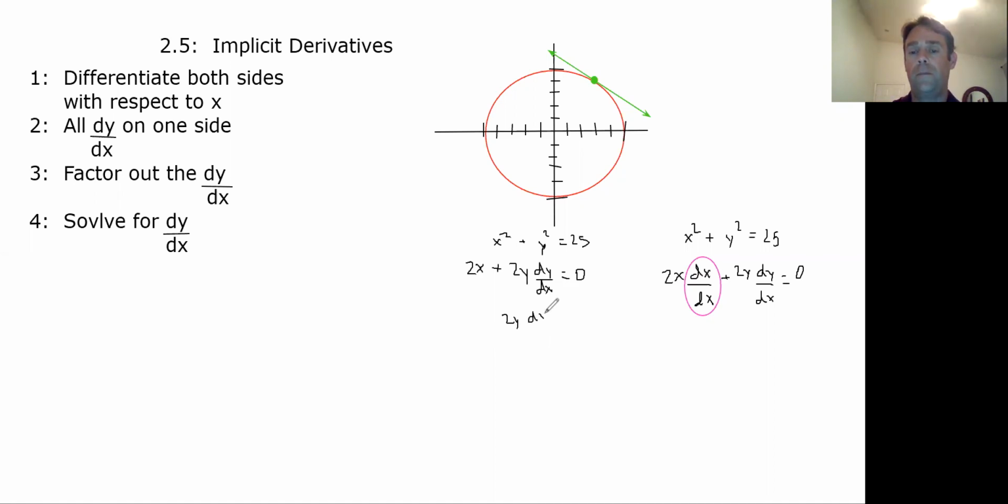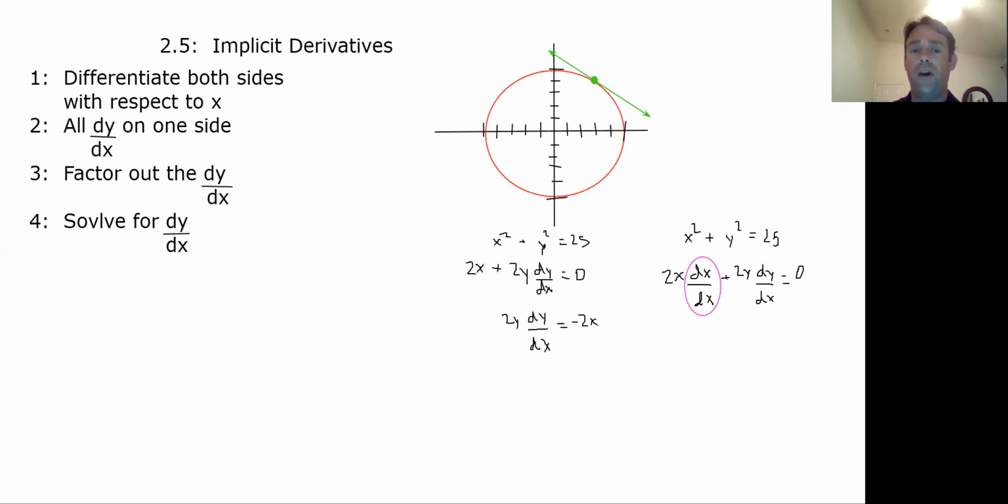2y dy dx. Remember, dy dx is another way we said we could also write a derivative. It's the same thing as f prime of x, just not the one we use very often. And then the third thing, factor out dy dx. I only got one term, so I skipped that.